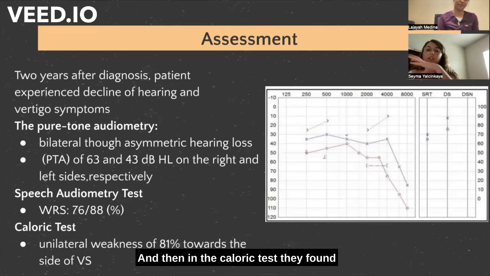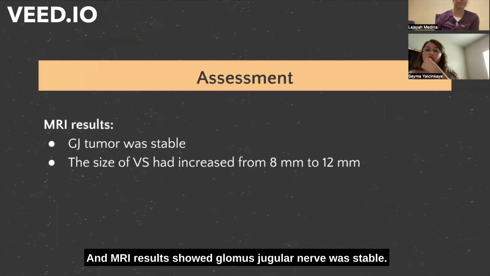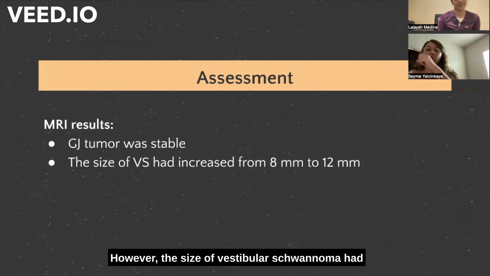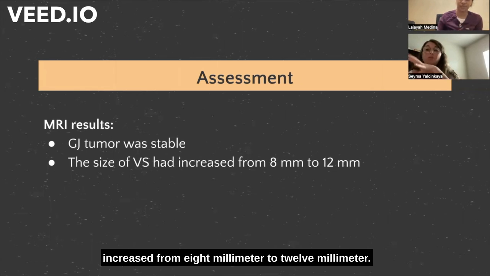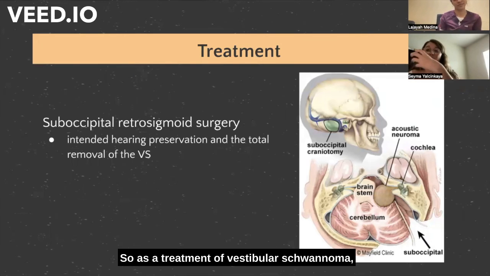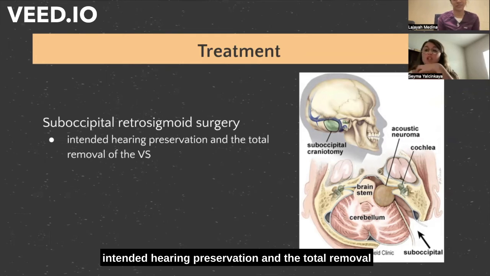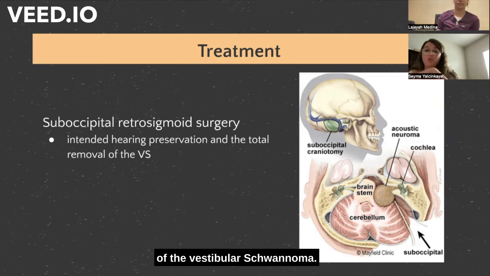And then in the caloric test, they found a unilateral weakness of 81% towards the side of the vestibular schwannoma. MRI results showed the glomus jugulare tumor was stable. However, the size of the vestibular schwannoma had increased from 8 millimeters to 12 millimeters. So as a treatment of the vestibular schwannoma, they performed suboccipital retrosigmoid surgery with intended hearing preservation and total removal of the vestibular schwannoma.